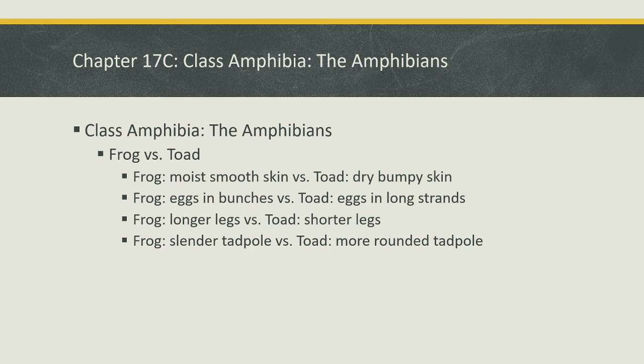And then frogs have longer legs. We're talking about their hind legs, versus toads have a little bit shorter legs. And when you look at the tadpoles, frogs have slender tadpoles versus toads have more rounded tadpoles. And that also relates to the adult body that they grow into as well. Frogs are usually a little more slender, toads are usually a little more pudgy. But speaking of tadpoles, video question number 3.